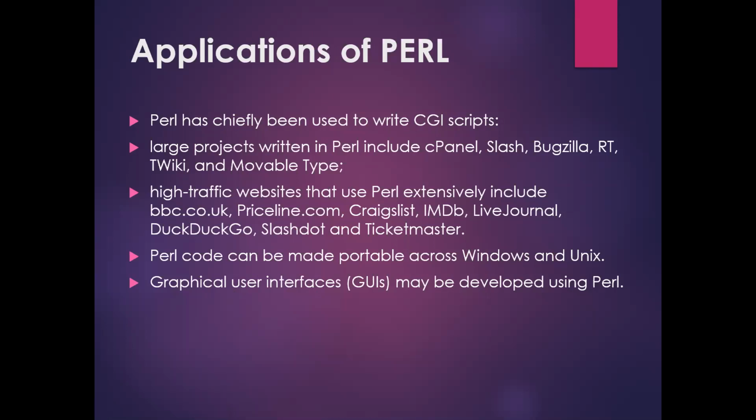Perl is basically used for developing CGI scripts, and a few important projects have been written using Perl. High traffic websites have also been developed by extensively using the Perl programming language. It is portable across different platforms like Windows and Unix. Graphical user interfaces may also be developed using Perl. So what we have discussed about Perl is what Perl is, the features of Perl, and the applications of Perl.